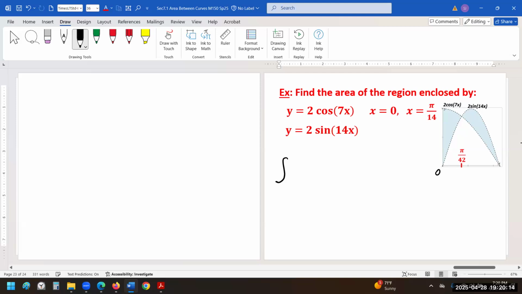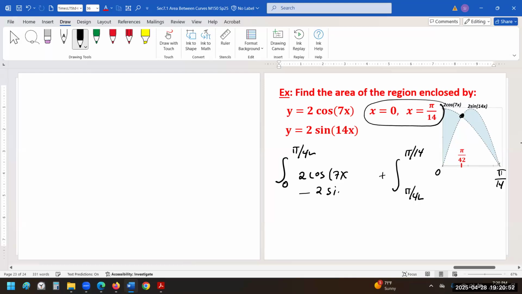In the first portion, this is 0 and this is, no, this is 0 and this is pi/14. So good thing they gave us our limit. But from the picture, we know that we have an intersection in the middle. So it's from 0 to pi/42, and then in the second part, we have pi/42 to pi/14. Again, for your convenience, I give you which one is bigger in each interval. In the left interval, 2 cosine is bigger, so it's 2 cosine 7x minus 2 sine 14x dx.